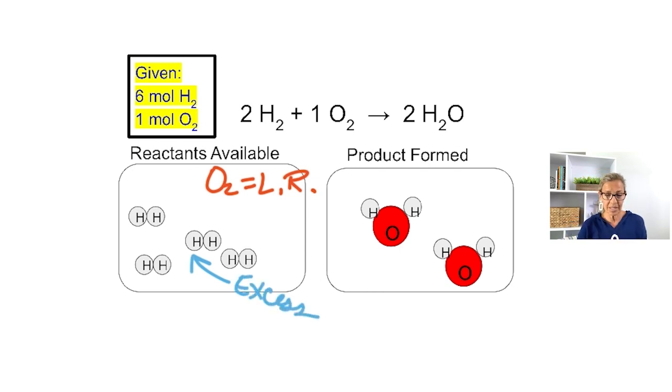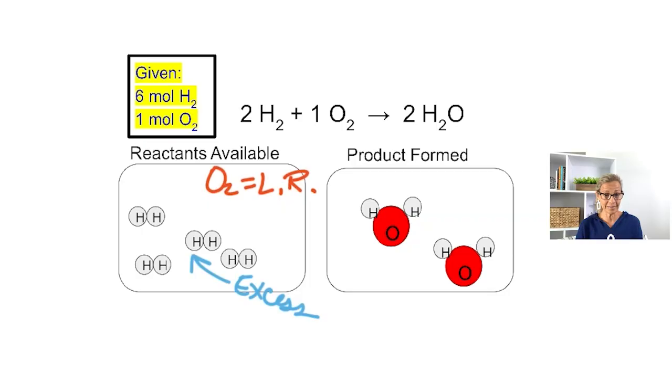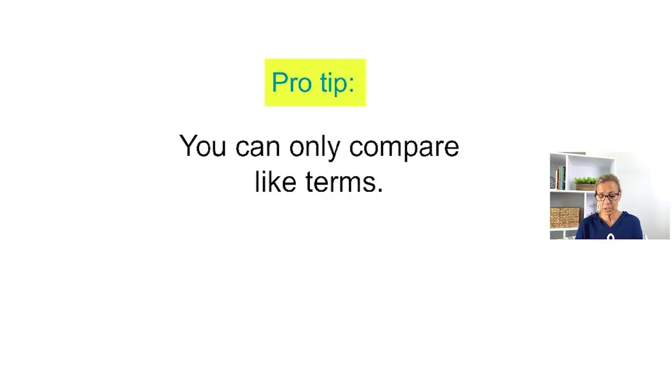Now why won't the hydrogen react and make product? Well, the reaction has stopped because we've run out of oxygen. Once the limiting reactant is used up, it's the end of the reaction. Nothing else is going to happen. So let's do an example of this.